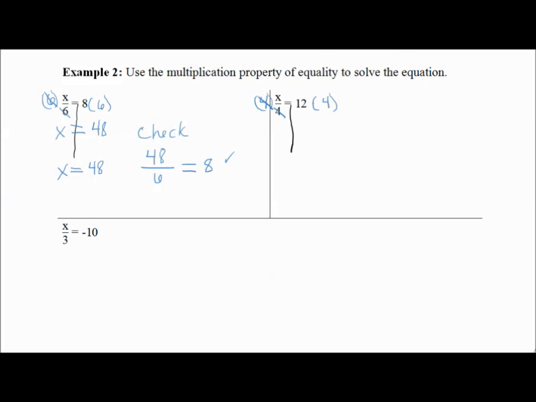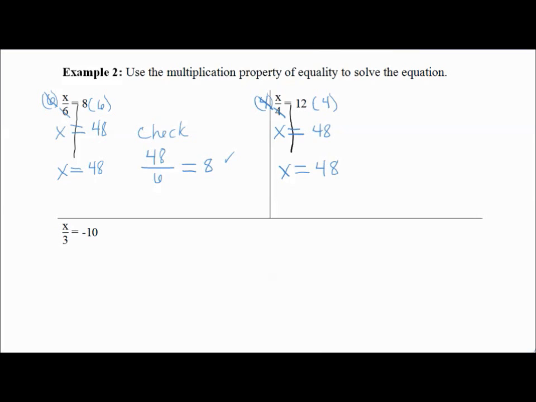4's cancel out, bring down my x, bring down my equal sign. And then times 4 gives me 48. So that means that the solution is x equals 48.